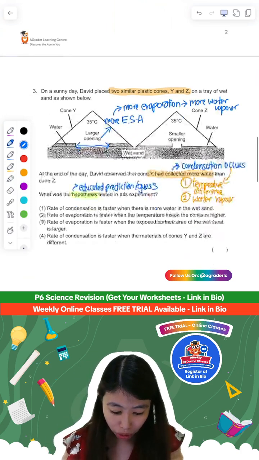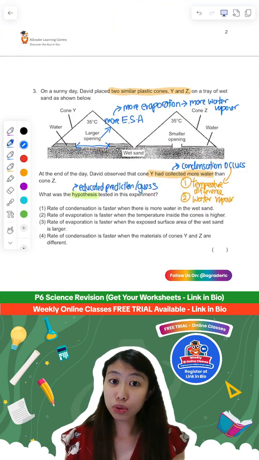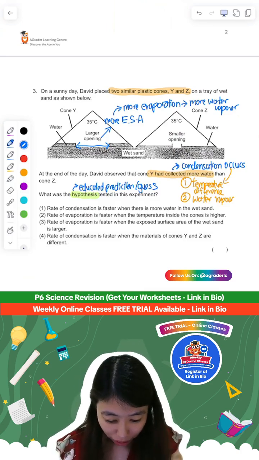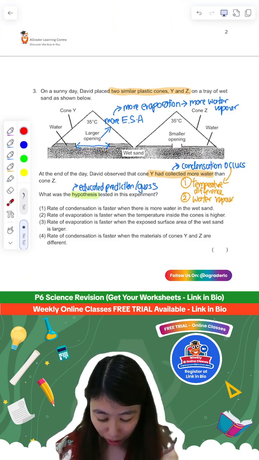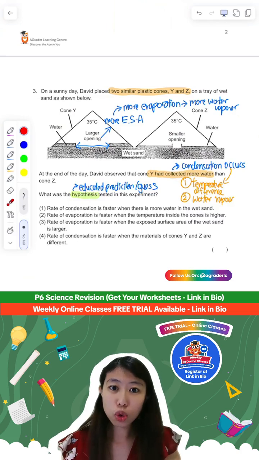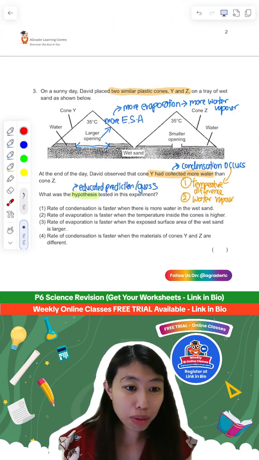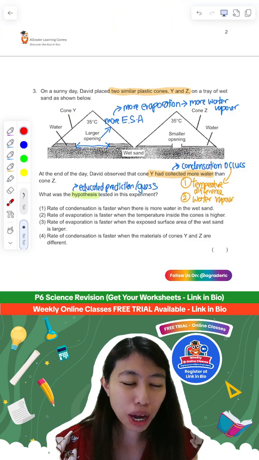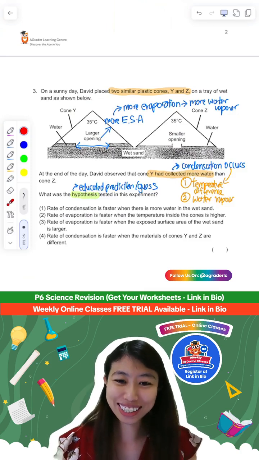Okay, so based on what you already know, cone Y, which is this one, collected more water. So it's because of what? What do you think? Some of you have sent in your answers to me already. Can you all send in your answers? I think some of you haven't. Which prediction, which hypothesis do you think is correct?